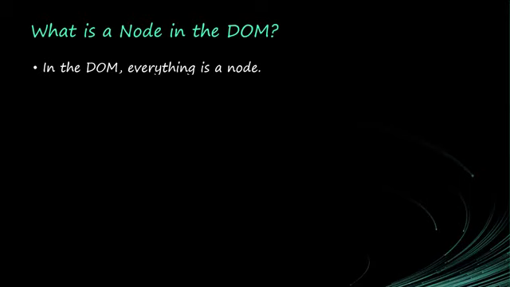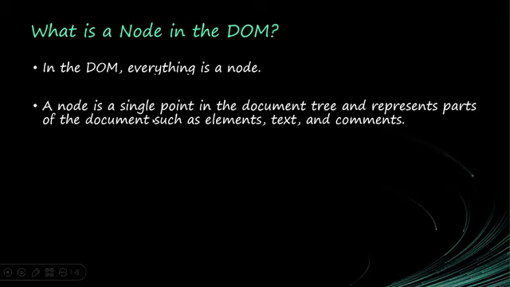So in the DOM, everything is a node. Remember that the DOM is like a tree that the browser created out of the HTML. Okay, so a node is a single point in the document tree and it represents parts of the document such as elements, text, and comments. So when you have in your HTML page some elements, some text, some comments, all these things are going to form a node.